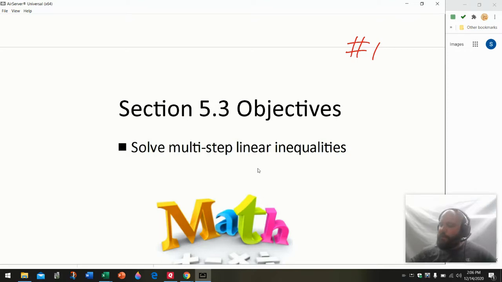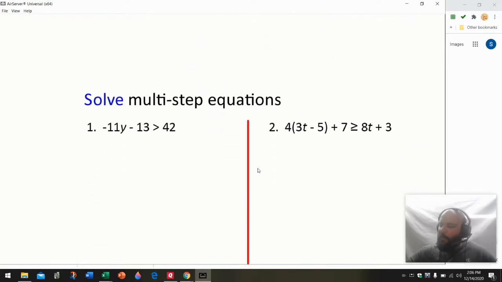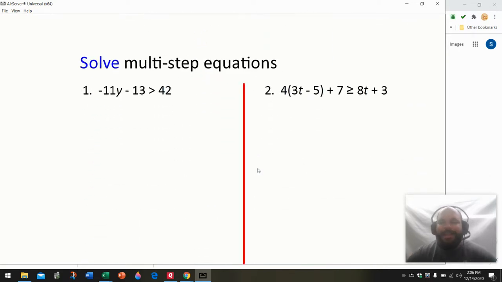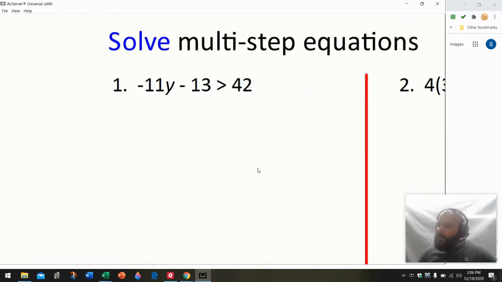Now, in this section, we're going to be solving multi-step linear inequalities. And so, as you can see, these are quite a bit more involved than the ones that we solved in the last couple of videos. So, let's get started. These ones are going to be done in pretty much the same manner. There's just more steps involved, which is why they're called multi-step inequalities.